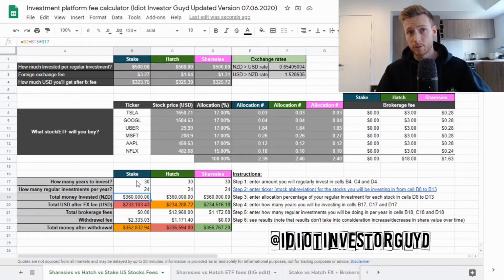So it's actually fairly close between all of them at the start, but towards the end you can see there's quite a big difference because of Hatch's brokerage fees. So what this is really saying is that if you go and invest big amounts of money less regularly, Hatch may be the way to go because they've got a $3 flat fee up to 300 shares for the brokerage. But if you're going to do small regular investments, Sharesies or Stake are going to be the way to go, and probably it will be Sharesies with the lower fees.